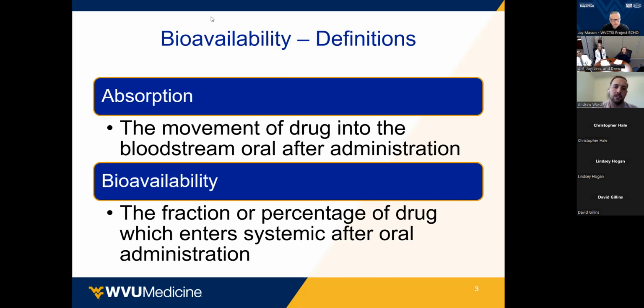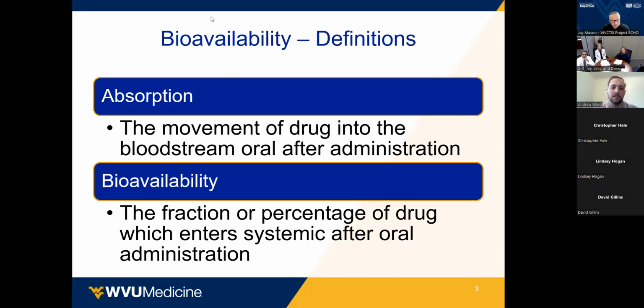So do they have a functioning GI tract? Are we making sure they're not taking any medications that could potentially prohibit absorption of the drug? And once we are assured of those things, we can get into discussions about bioavailability, which simply is just the fraction or percentage of drug which enters systemic circulation after oral administration. So of the drug that was ingested by the patient, what percentage of active drug actually reaches systemic circulation?